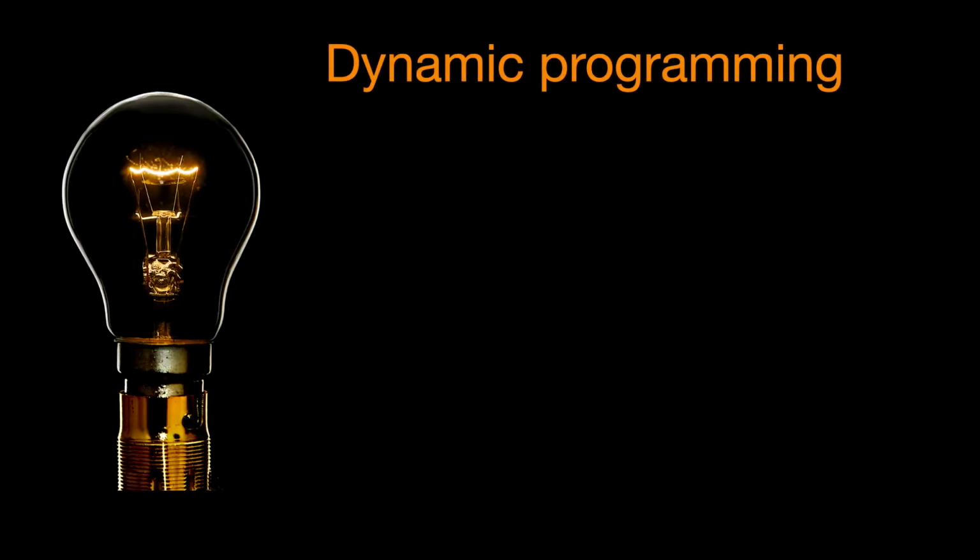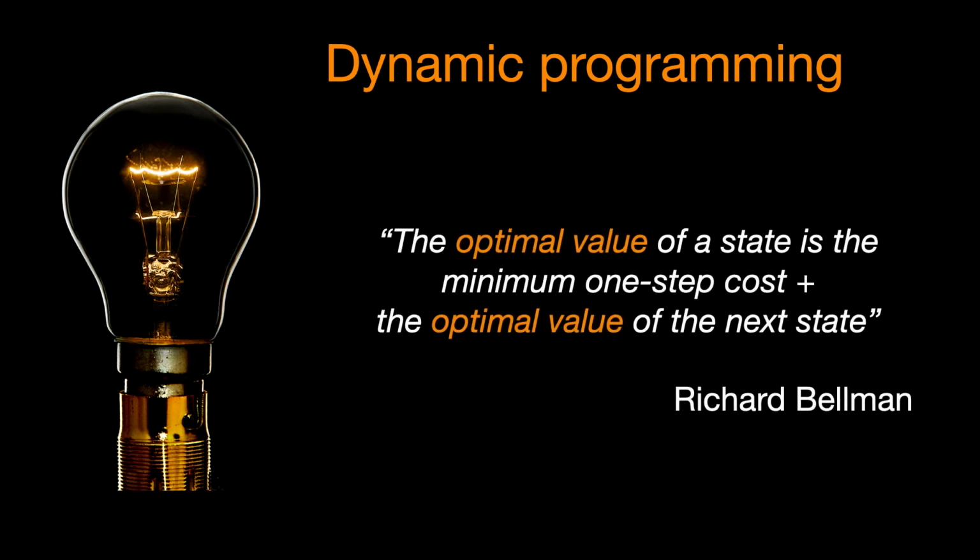This was Bellman's key insight, which he coined as the phrase dynamic programming. The optimal value of a state is the minimum one-step cost plus the optimal value of the next state. Now, this may sound a lot like good old-fashioned breadth-first search, but we're going to run into a major problem. To fully appreciate it, let's begin by looking at a minimalistic example of balancing an inverted pendulum.